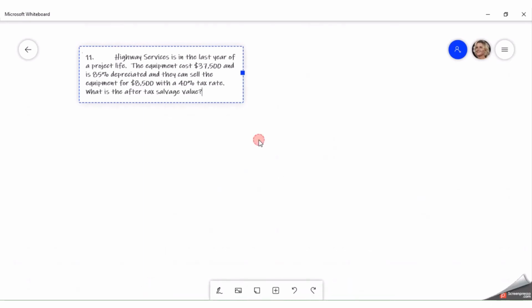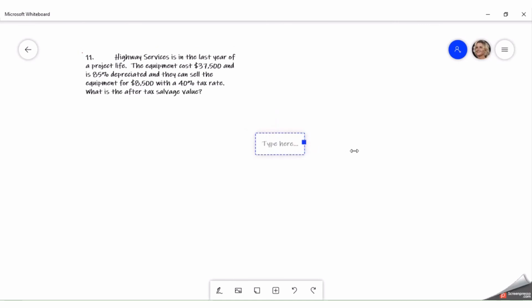Okay, so then now we'll come back here again, and we kind of did this in the big problem. At least we did part of it. So our after-tax salvage value is what we're trying to compute. And we want to figure out the net book value. So if it's $37,500 and it's 85% depreciated, that means it's got 15% left that's not depreciated. So 37,500 times 0.15 gives us a $5,625 net book value. I guess I already have that on there.